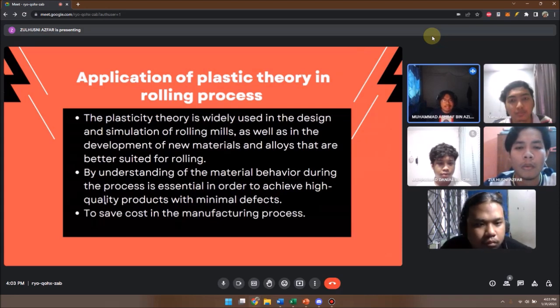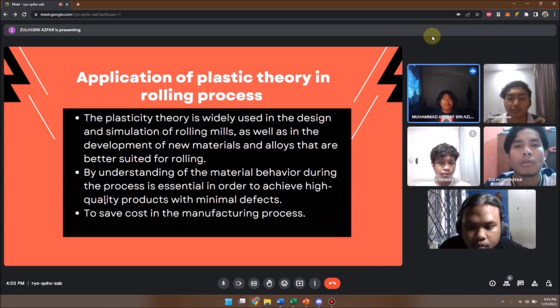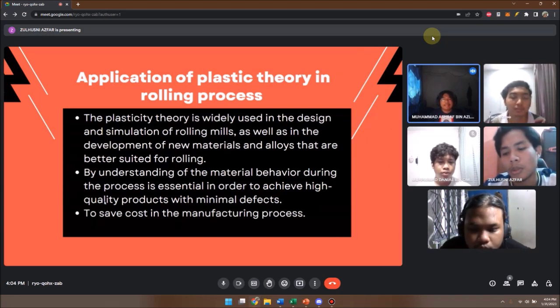So, in reality, the process of rolling is more complex and involves many different variables that have to be taken into account in order to achieve the desired outcome. But the basic principle remains the same. The plasticity theory is used to model the behavior of the material and optimize the process to achieve the best result.